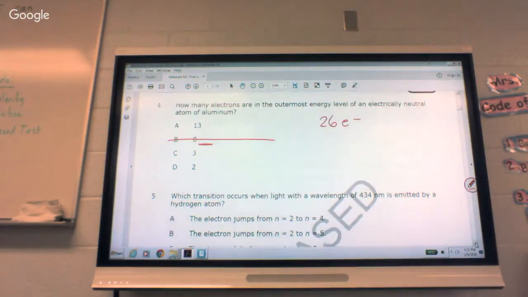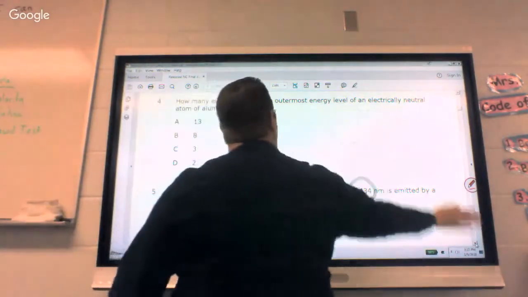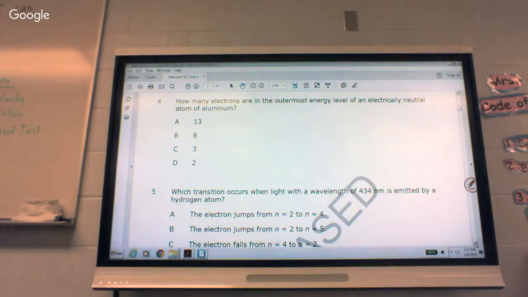All right, how many electrons in the outermost energy level of aluminum? All right, what do they mean when they say electrons in the outermost energy level of aluminum? Outer shell, or what's the other word? Valence. How do we figure that out? All right, so group 1 has how many? Group 2 has, group 13 has. Everybody good with that? Yeah. If you don't know that, there's no hope for you.